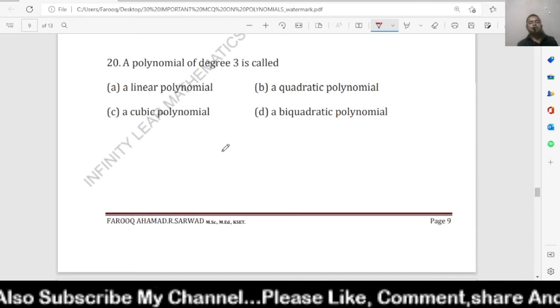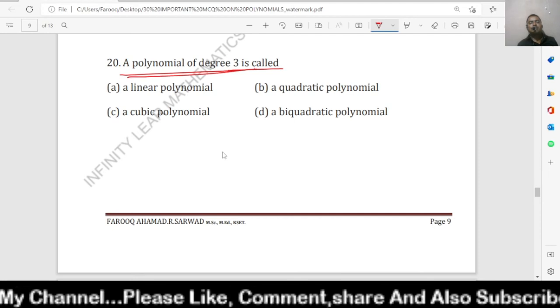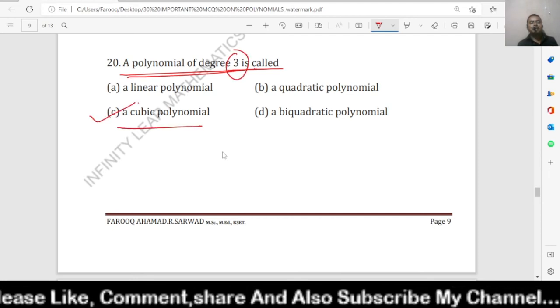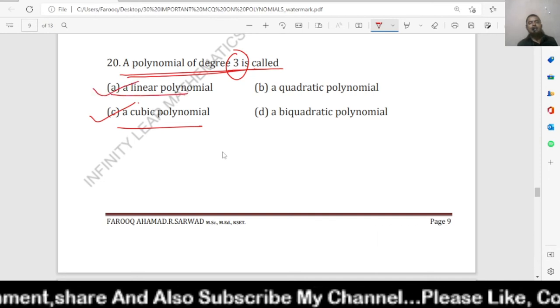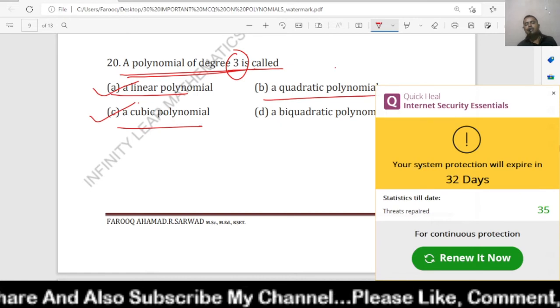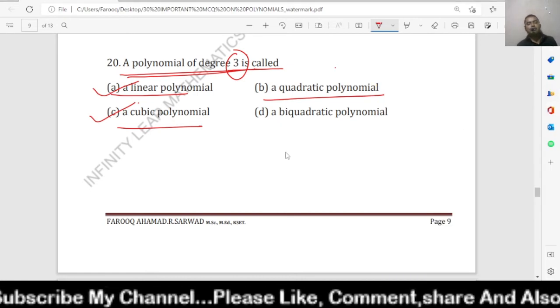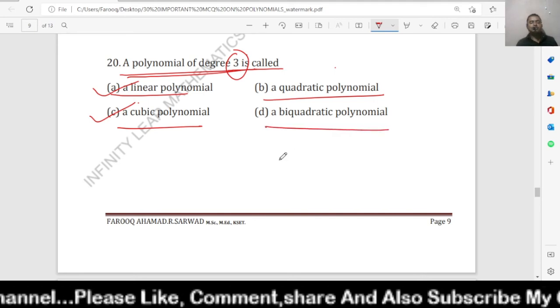Next question, a polynomial of degree 3. If the degree is 3, then it is what? Cubic polynomial. If degree is 1, that is a linear polynomial. If degree is 2, that is a quadratic polynomial. If degree is 4, biquadratic polynomial. Remember this one, as I told in the theoretical concept in the last video.